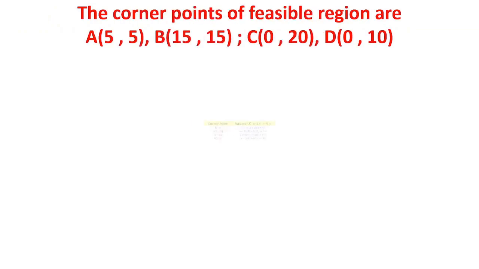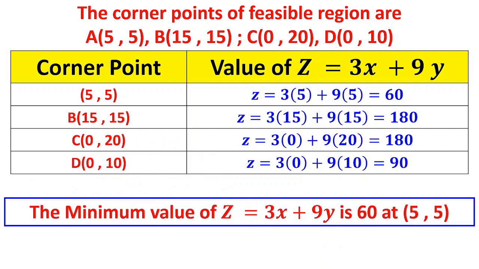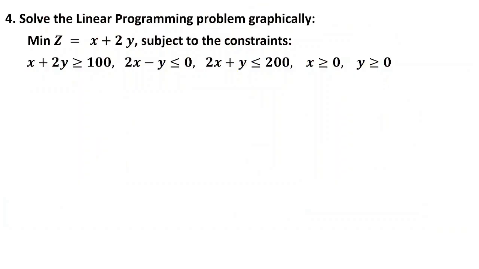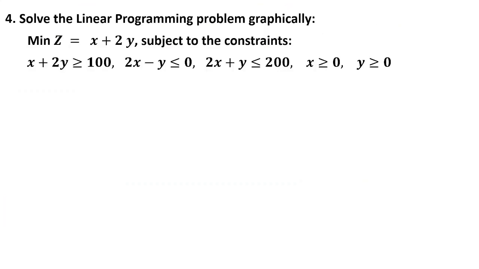I am finding the value of the objective function 3x plus 9y at these points, and you are checking out that the minimum value you have to find, it is 60 at 5, 5. Over. Therefore, minimum value is 60 at 5, 5. Let us go to the next question. Once again I have taken a question where one of the straight lines passes through the origin.